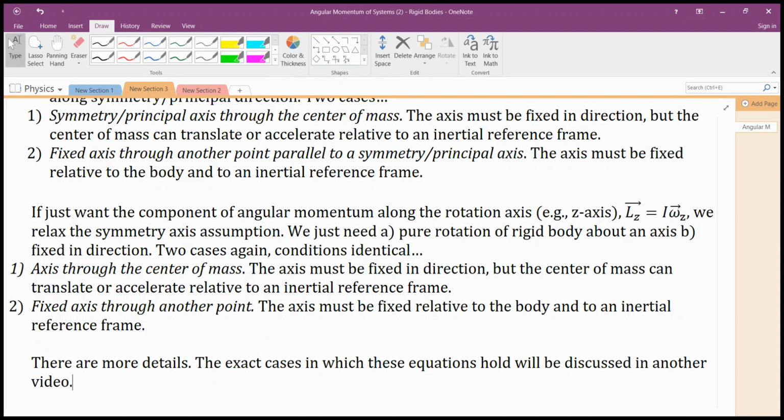So we do need the pure rotation, but it's okay for the reference frame to be translating relative to another reference frame, or if it's an axis through the center of mass, it's okay for the reference frame to be accelerating relative to another inertial reference frame. Or in other words, if the axis is through the center of mass, it's okay for the reference frame to be non-inertial, in which we are considering this pure rotation of the rigid body.